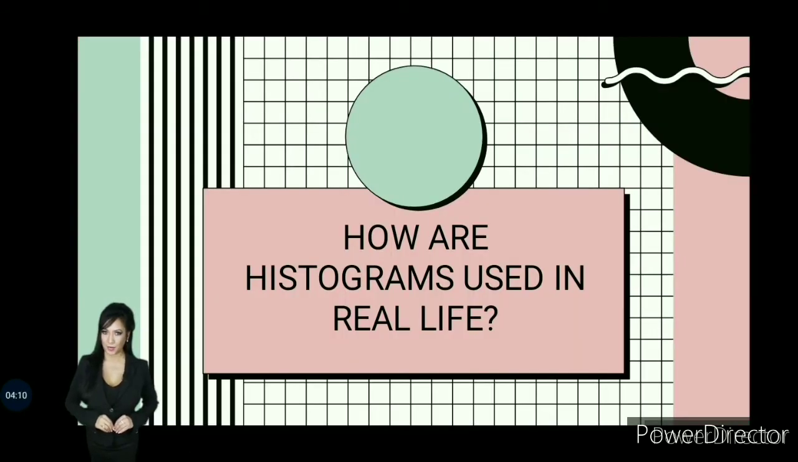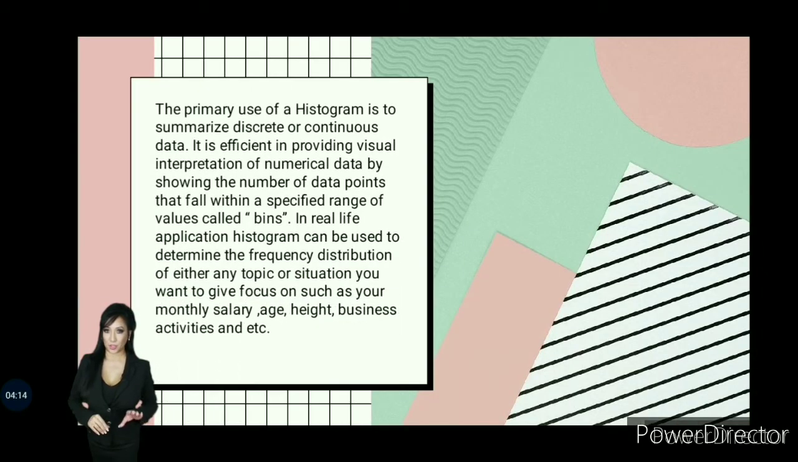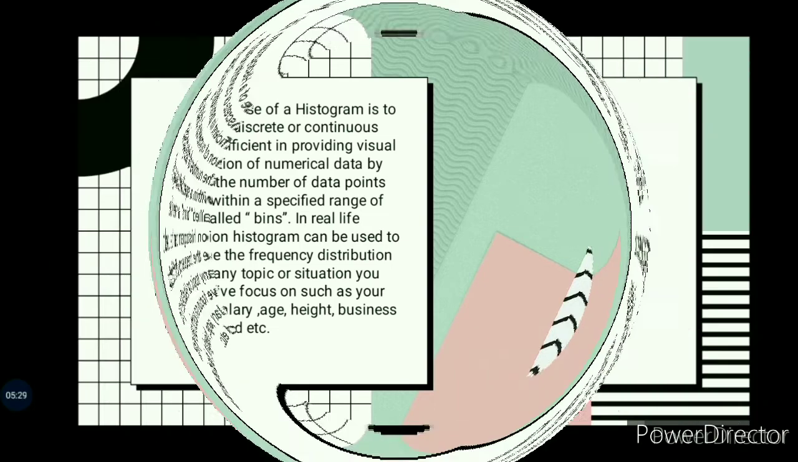How are histograms used in real life? The primary use of a histogram is to summarize discrete or continuous data. It is efficient in providing visual interpretation of numerical data by showing the number of data points that fall within a specified range of values called bins. In real-life applications, a histogram can be used to determine the frequency distribution of any topic or situation you want to focus on, such as your monthly salary, age, height, business activities, and so on.